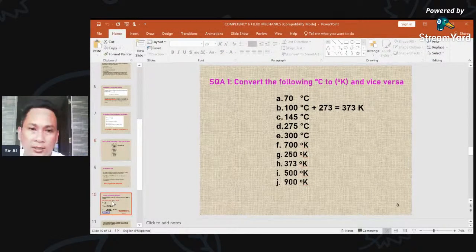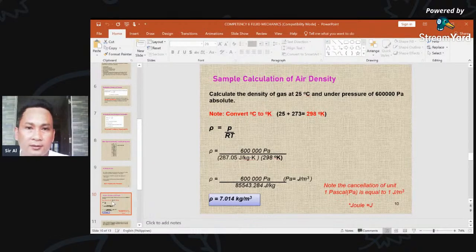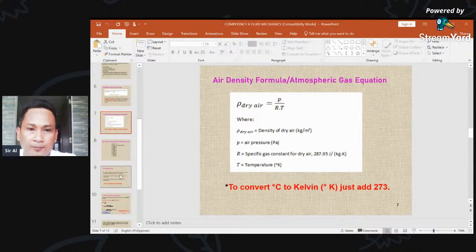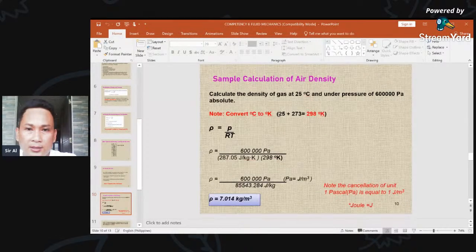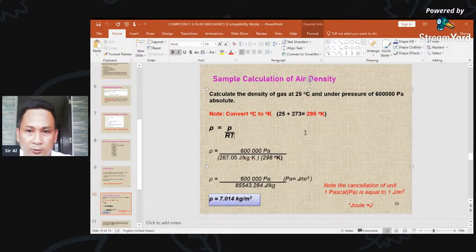Very easy. Okay, so let's have this sample calculation of the air density. Calculate the density of gas at 25 degrees Celsius under the pressure of 600,000 Pascal absolute. The first thing that you have to do is convert the units, especially if they are not according to the units in the formula. So first, convert the temperature to Kelvin by adding 273. So we got 298 Kelvin. We're ready to go.